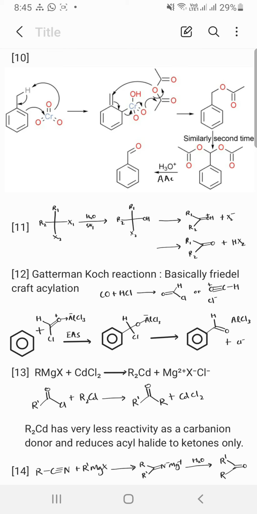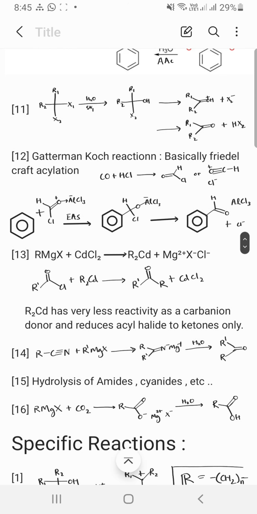Okay, it's in one over there. Okay, fine, this is all right. Gattermann-Koch, basically Friedel-Crafts acylation. Yeah, looks right. Okay, not bad.